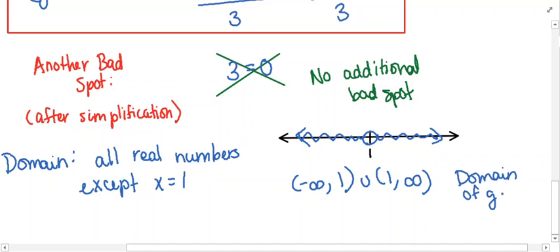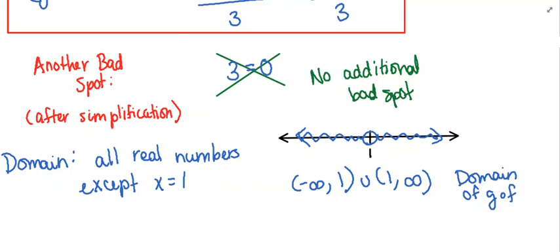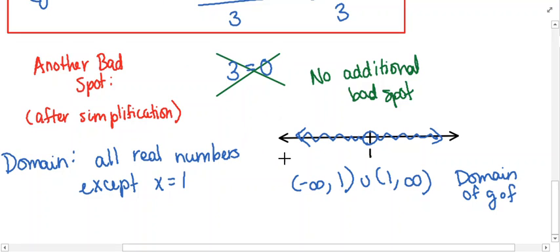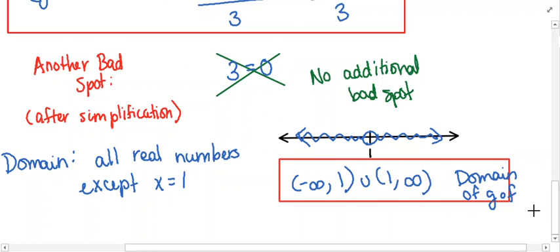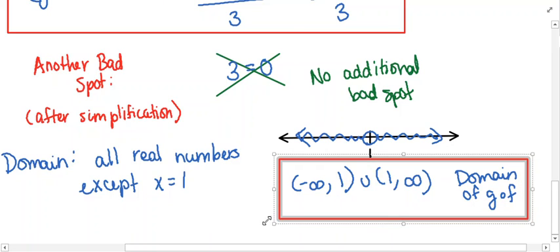And remember what this means. You can plug anything you want into this new function that we created except for x equals 1. You can't plug that in. That's not allowed. Even though it looks like you can plug it in, you actually can't.